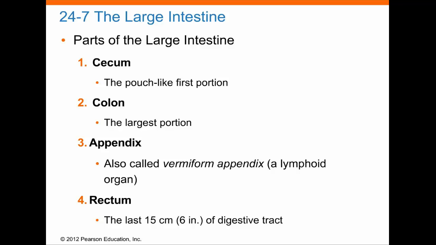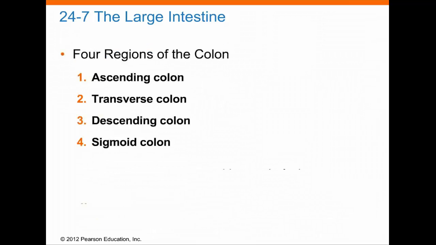Parts of the large intestine: you've got the cecum, which is the pouch-like first portion, the colon, which is the largest portion. There's also the appendix, called the vermiform appendix, a lymphoid organ, and more knowledge is becoming available about it, that it has some immune properties. And then the rectum, which is the last 15 centimeters of the digestive tract before the anus. The 4 regions that I showed you on the picture previously: the ascending going up, the transverse going across, the descending coming down, and the last bit is the sigmoid colon.